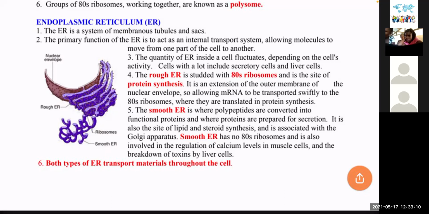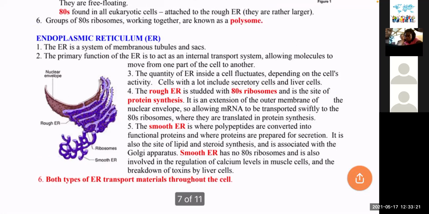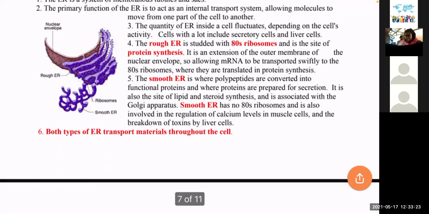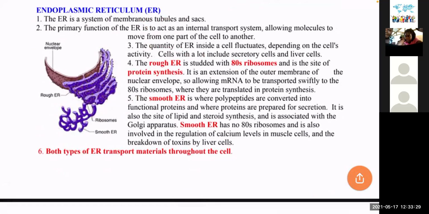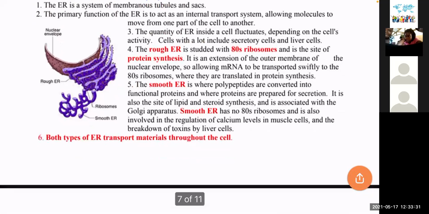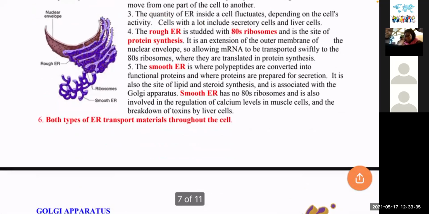Okay, so we proceed. Does anyone have anything to say about the rough endoplasmic reticulum and smooth endoplasmic reticulum? We had taken so much time on this. We had discussed a lot of points. I expected people to have ideas, to just have a few things to mention here and there, differences, similarities.